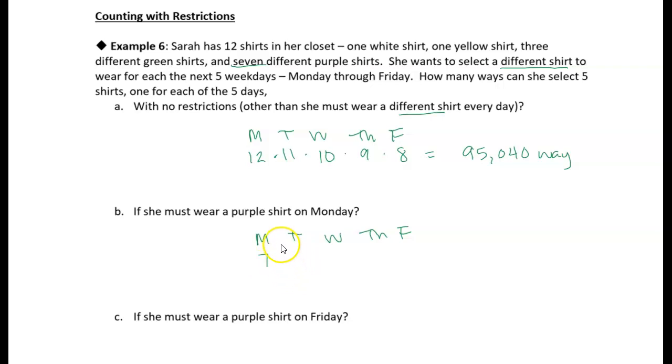After that, she can choose whatever shirt she wants except for the one she wore on Monday. So she'll have 11 choices for Tuesday, 10 for Wednesday, 9 for Thursday, and 8 for Friday. We multiply those all together, and she's got 55,440 different ways that she could choose her shirts for the week.